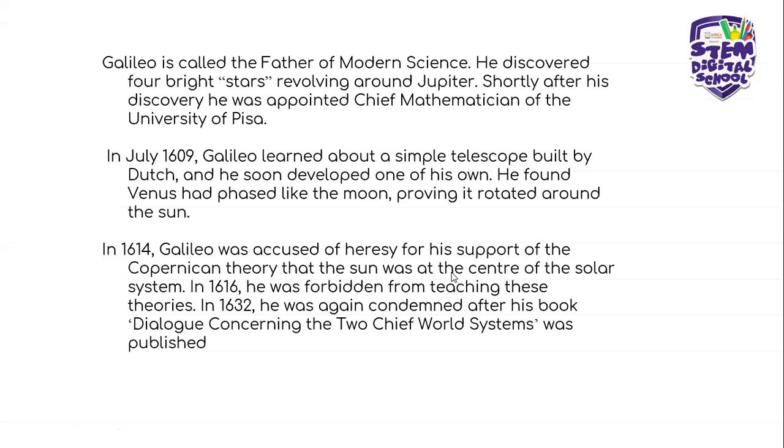So, ma'am, the most important sentence here is: in July 1609, Galileo learned about a simple telescope built by the Dutch, and soon he developed one of his own. Okay, very good. So now it's telling you that he developed a simple telescope. Now, the fact that he can develop a telescope means that he's capable of being technologically savvy. And this telescope shows you that now he learned the phases of the moon.